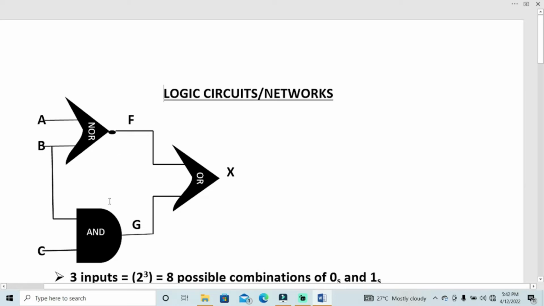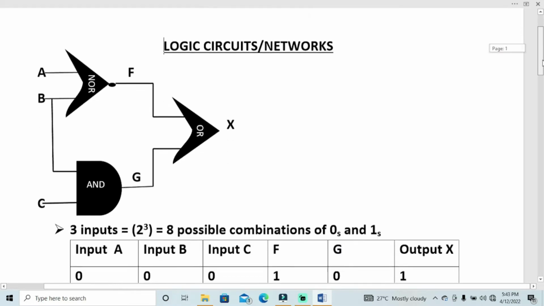As you can see, for the question that we have chosen, we actually have 3 steps. For the first step, we will be taking inputs A and B both through the NOR gate. In the beginning we didn't have F and G. I have just named them after understanding the outputs we get after going through the AND gate and the NOR gate.